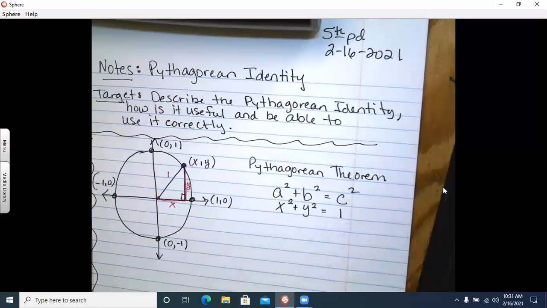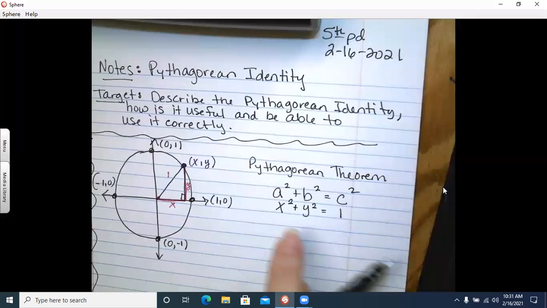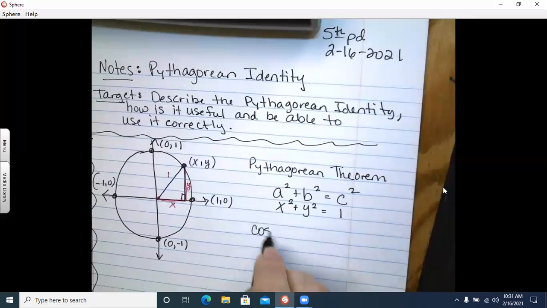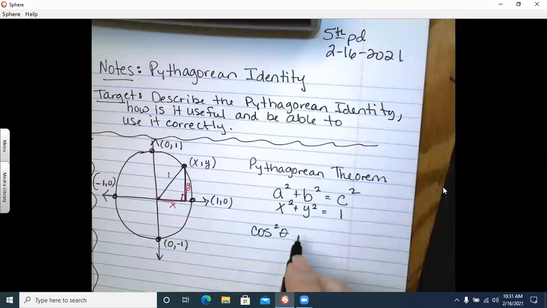Well, the Pythagorean identity obviously comes from the Pythagorean theorem, but instead of x, what do we call x in trig? Cosine. So instead of x squared, we say cosine squared of theta. And what do we say instead of y? Sine. So instead of y squared, we're going to replace that with sine squared of theta.